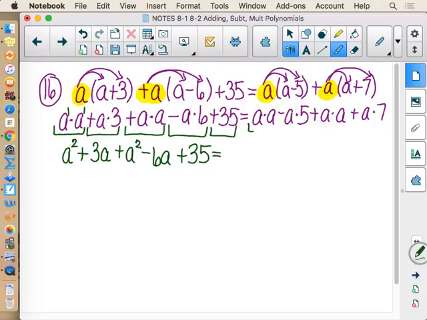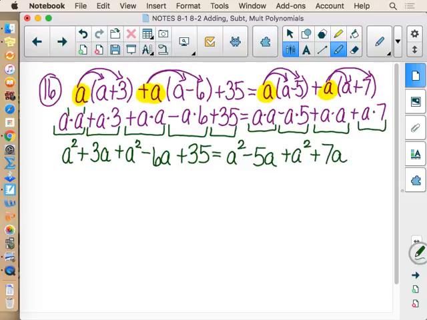On the other side, that becomes a to the second minus 5a plus a to the second plus 7a. I'm not in solving mode yet. I'm still in simplify mode. So on my left-hand side, I see 1a squared, and down here I see an additional a squared. So I'm thinking standard form, switching from multiply mode to putting these together by addition. I have 2a squared. And my next, I have 3a's minus 6a's, so minus 3a or plus negative 3a, plus 35.